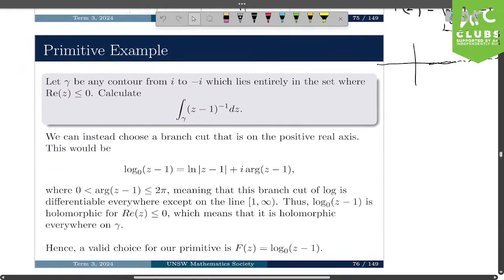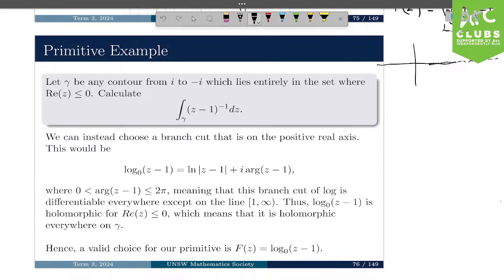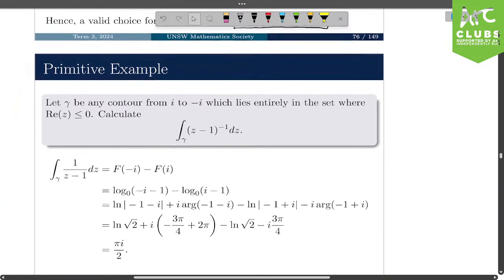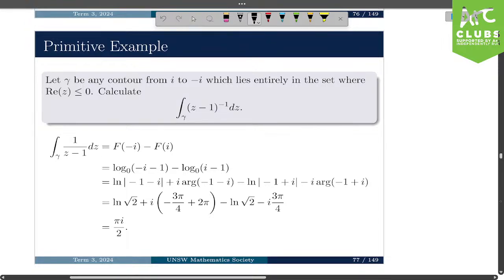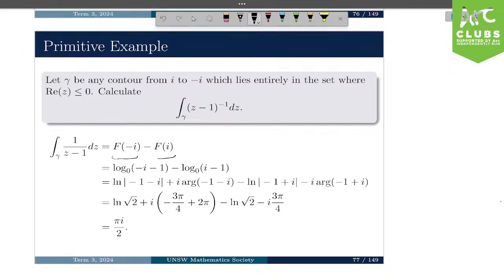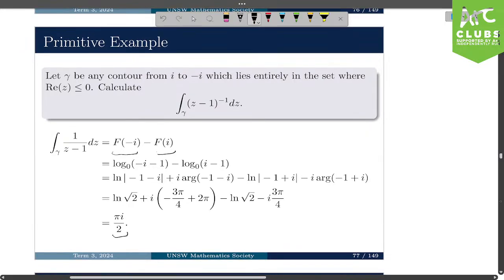So let's see what it evaluates to, right? Yeah, a valid choice of our primitive f of z is log 0 z minus 1. And when you evaluate that, we just plug in our endpoint and start point, find the complex logarithm of those values, and it evaluates to pi i over 2. That's our answer.